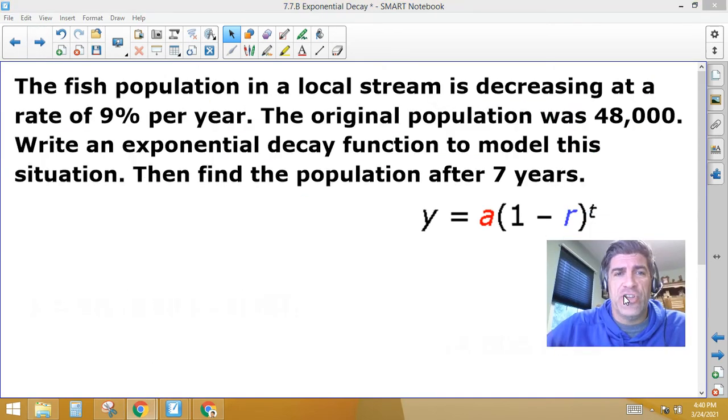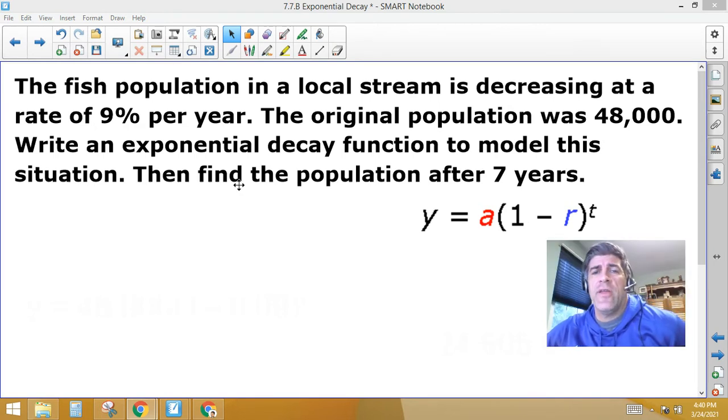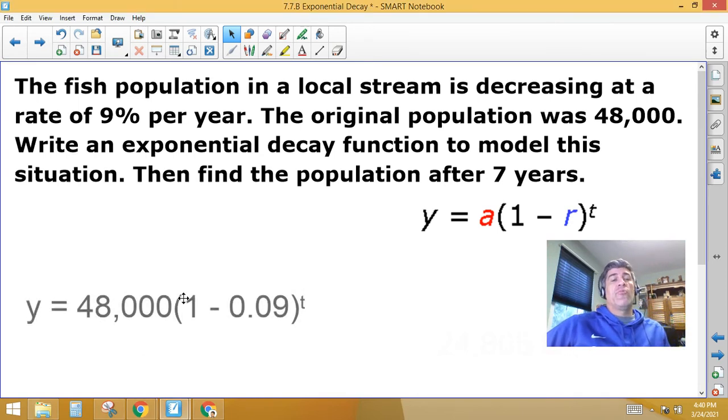Now let's talk about fish. The fish population in a local stream is decreasing 9%. The population originally was 48,000. Write a function to model this. So what do you think the model will be? Hopefully you came up with 48,000 times 1 minus 9%, which becomes 0.09, to the t power.